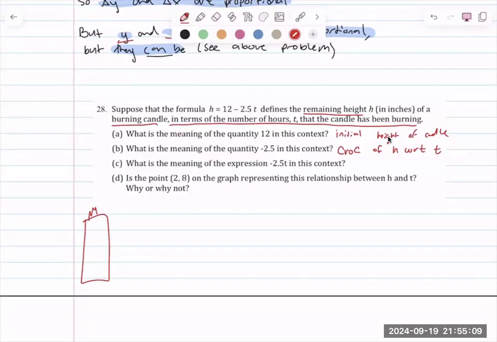So what is the meaning of negative 2.5 t? Well, that's just going to be how much has burned off, right? How many inches have burned off, right? Okay, right? So our initial height minus how much is burned off, right? So minus how much is burned.